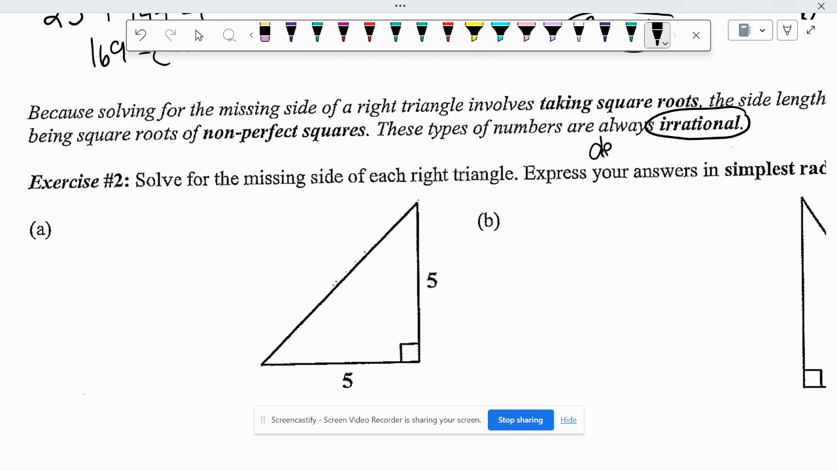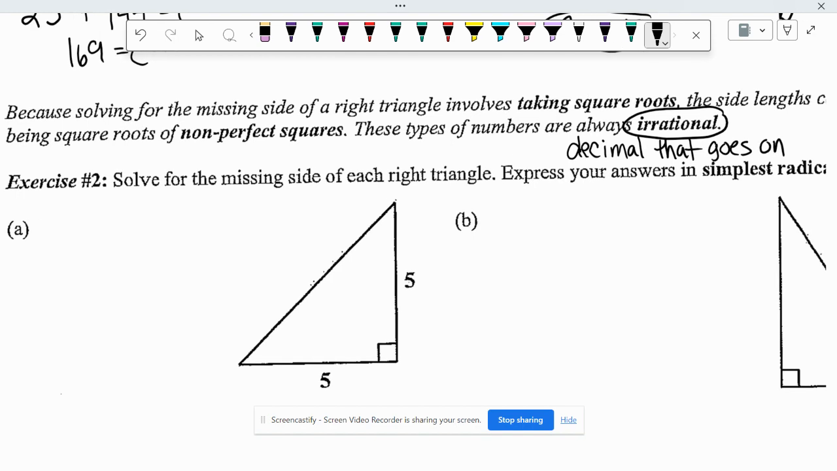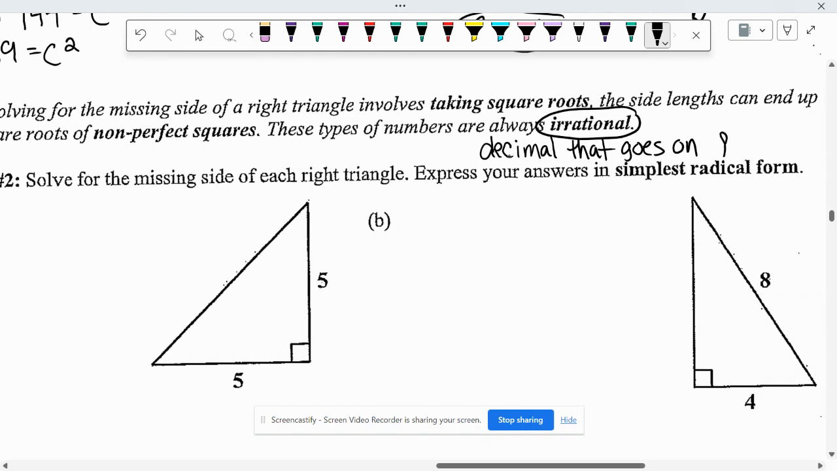This is a decimal that goes on forever. That's what irrational means. It's a decimal that goes on forever. So when we try to take the square root of a number that's not a perfect square, we're going to have to do some rounding, okay? Typically, it will tell us to round to the nearest tenth, and that's what we're going to do.